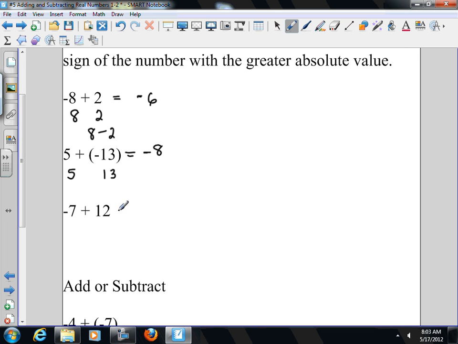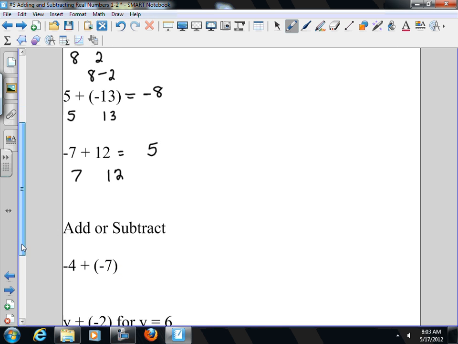Negative 7 plus 12. Absolute value of negative 7 is 7. Absolute value of 12 is 12. The difference between them is 5. So we want the sign of the number with the bigger absolute value. Well, that would be 12. And that was the absolute value of positive 12 that we took. So 5 is positive. You don't have to put a plus sign in front. If you want to, you can. It's not wrong. It's up to you.